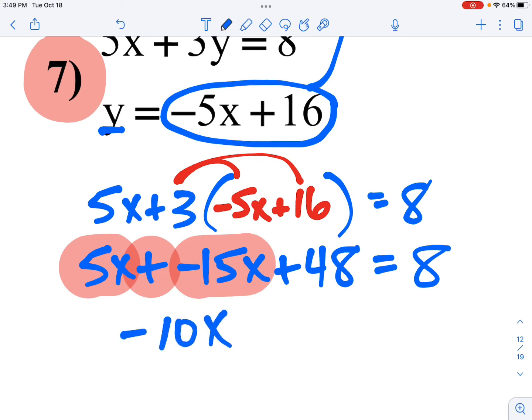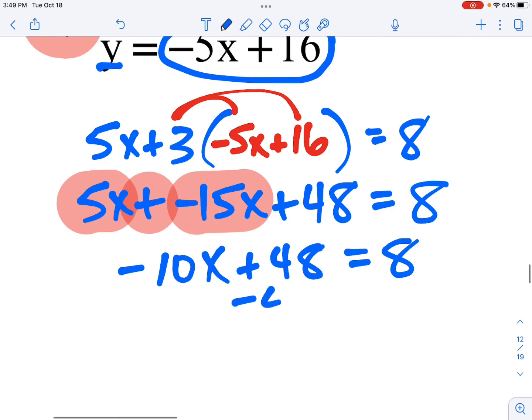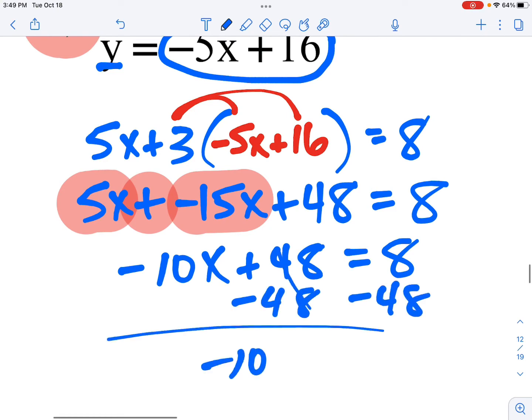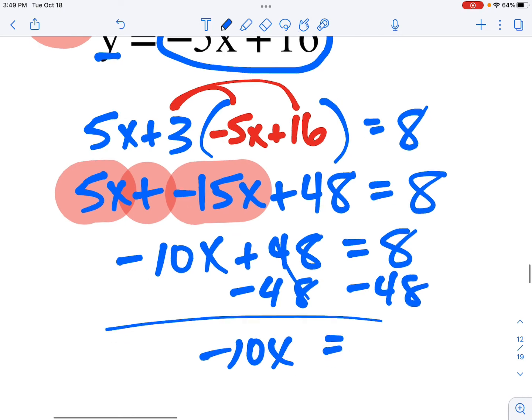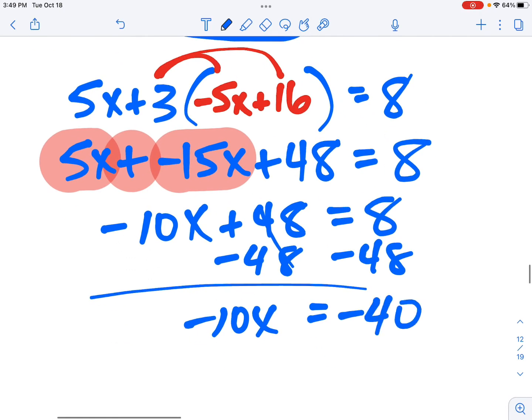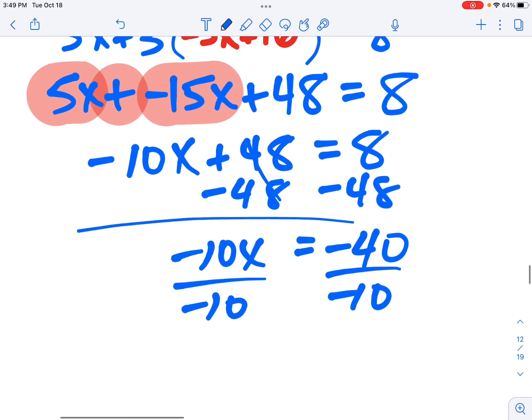Check that in your calculator. 5 minus 15 is negative 10x, plus 48 equals 8. When I subtract 48 over, just trying to get the x by itself, I have negative 10x and I have negative 40. I got negative 40 by just subtracting these. Let's divide both sides by negative 10. So I have x equals 4.